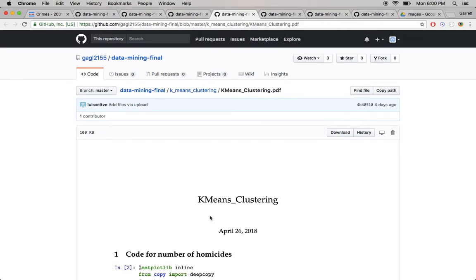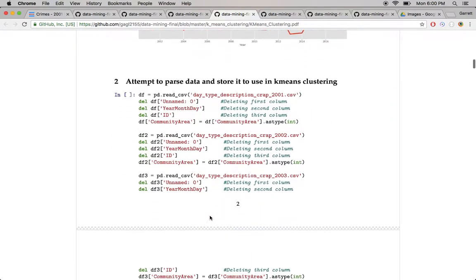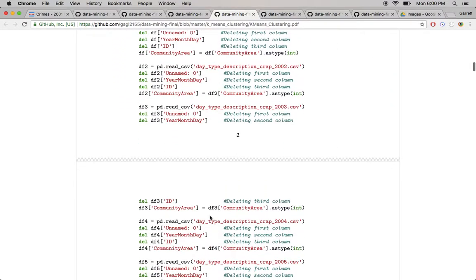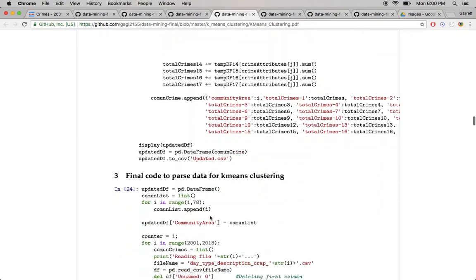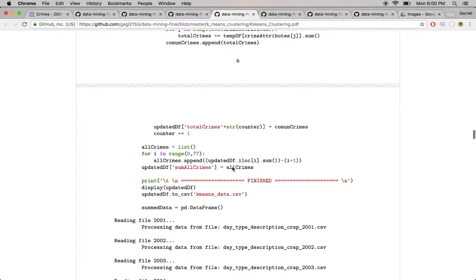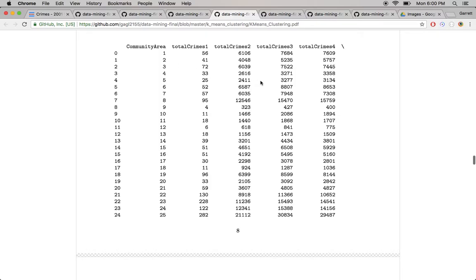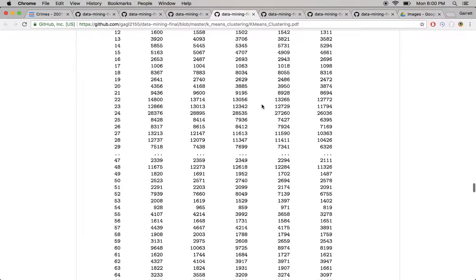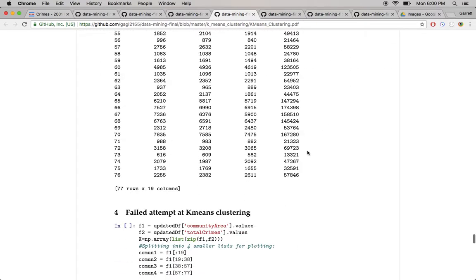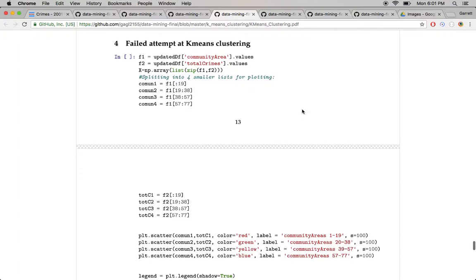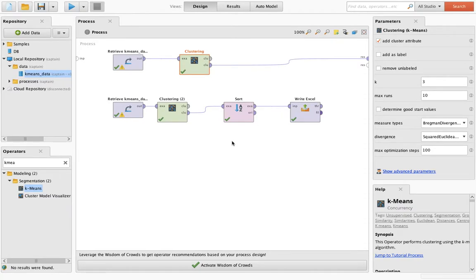And another data mining method that we used in our project is k-means clustering. This is the code that we use to process all the data. First, we tried to hard code every file and read, and it didn't work that well. Then we did a more efficient code, and we outputted a new data set that contained the community areas, the total number of crimes per community, and then finally the sum of all crimes. And with that data, we then tried to do k-means clustering on Python, but we were unsuccessful, so we ended up using RapidMiner, which we can see here.